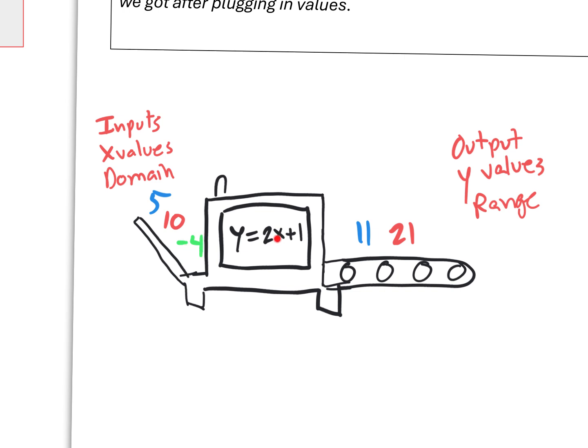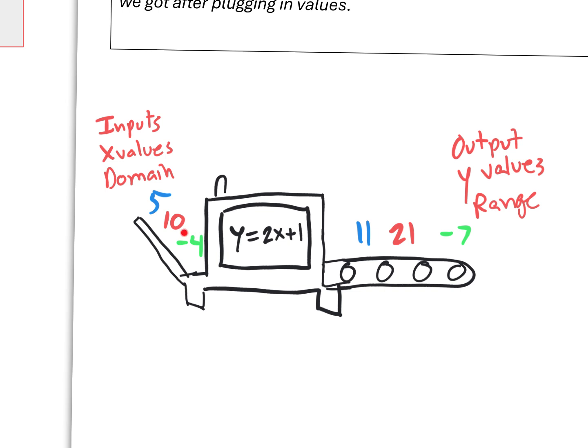And yeah, plug it in, you get a negative 7 coming out, okay? So where are we putting in these numbers? This negative 4 that I plugged in, where did I plug it in? I plug it into the x. That's why these numbers that I'm putting in are called inputs. Where do I actually put them in? I put them in the x's. That's why they're also called x values.